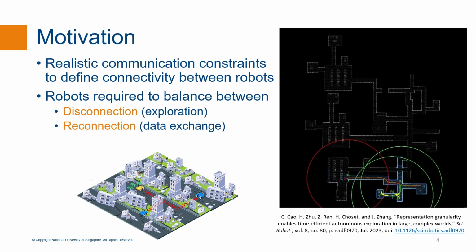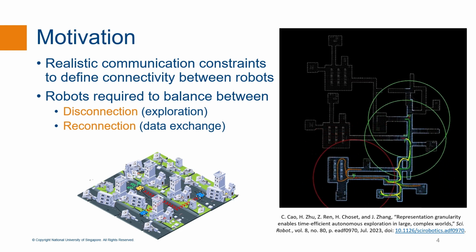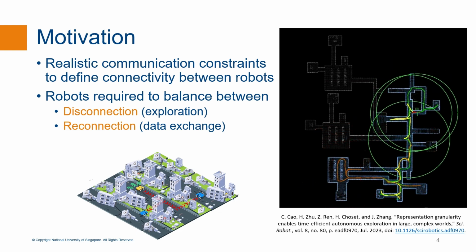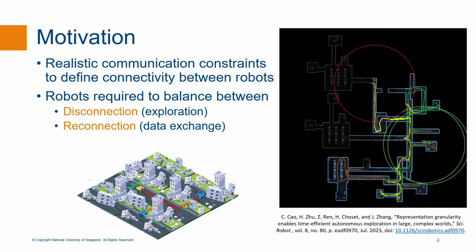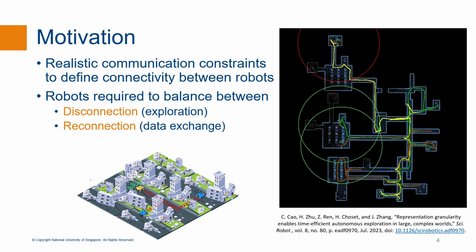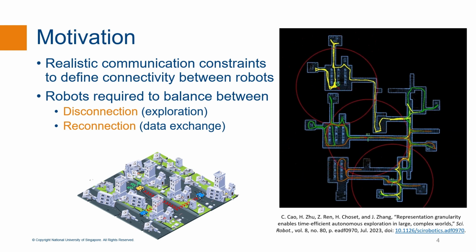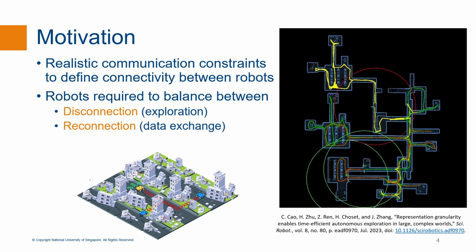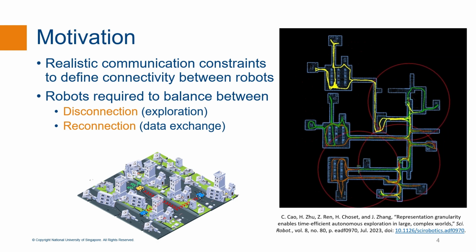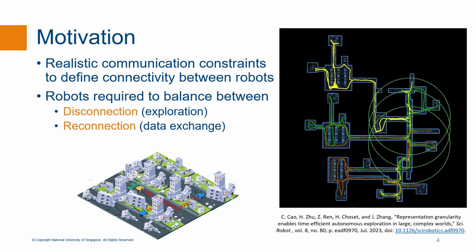It is therefore important to define realistic communication constraints that determines the connectivity between robots. In short, robots are required to balance between disconnection and reconnection. On the right, you can see an example of 3 robots exploring an unknown indoor environment. Here, you will observe robots disconnecting shown by red circles and reconnecting shown by green circles.